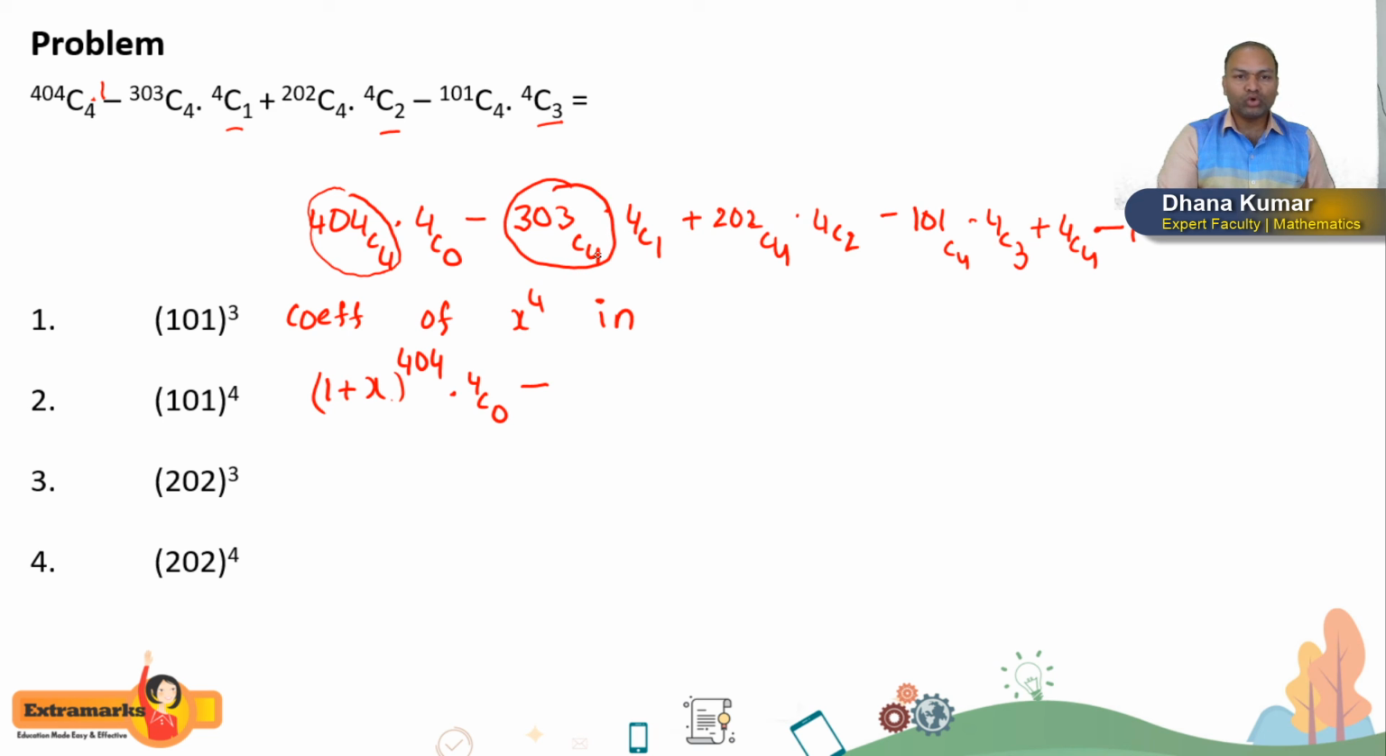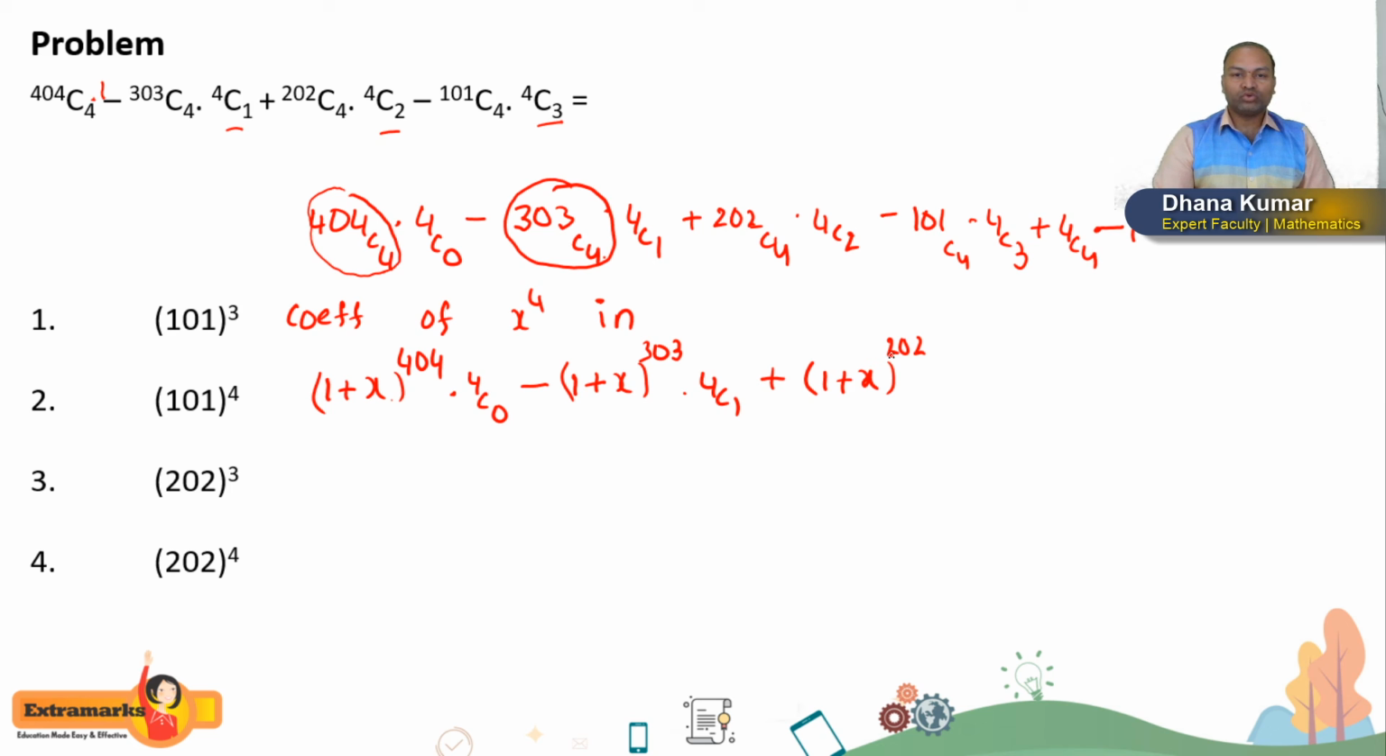Okay. Anyhow, lower suffix x power same, just now explained. And here upper suffix how much? 303. So this can be written as (1 plus x) whole power 303 into 4C1 as it is. Fine. Next, plus 202, so this can be written as (1 plus x) whole power 202.